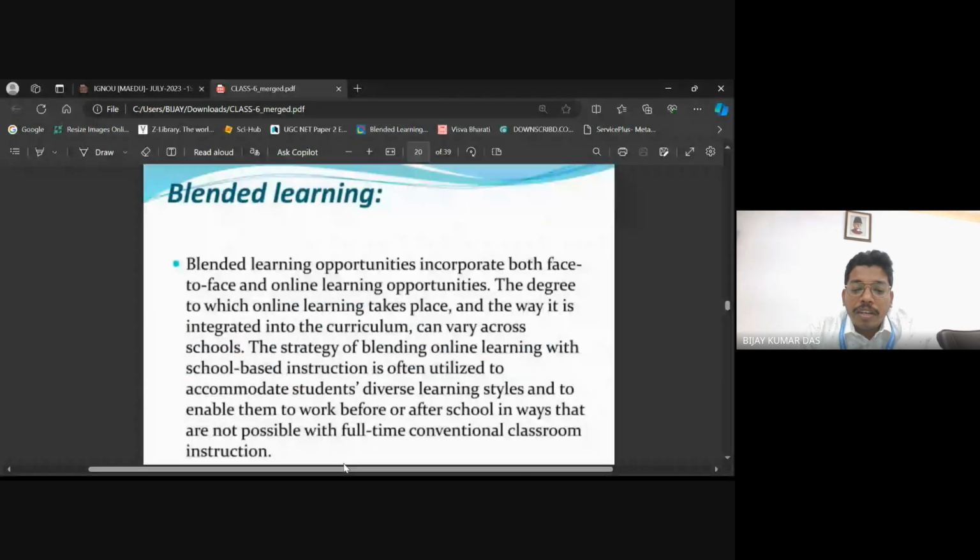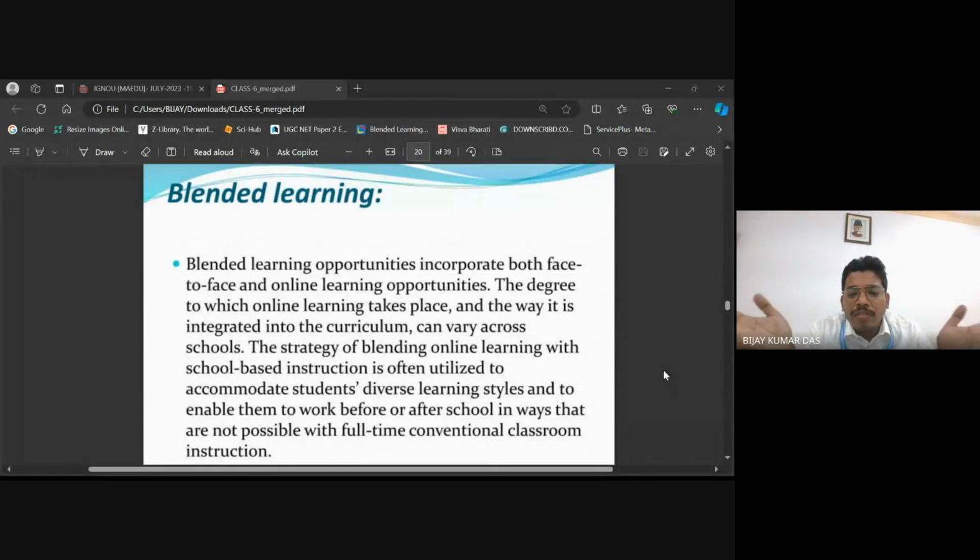And we know another important thing, you must have an idea about blended learning through both face to face and online learning opportunities, isn't it? So blended learning opportunities incorporate both face to face and online learning opportunities. So we can talk about the degree to which online learning takes place and the way it is integrated into the curriculum. It can vary across schools, from your school to another school, from your university to another university, from IGNOU to any other distance courses. So maybe there may be some changes.